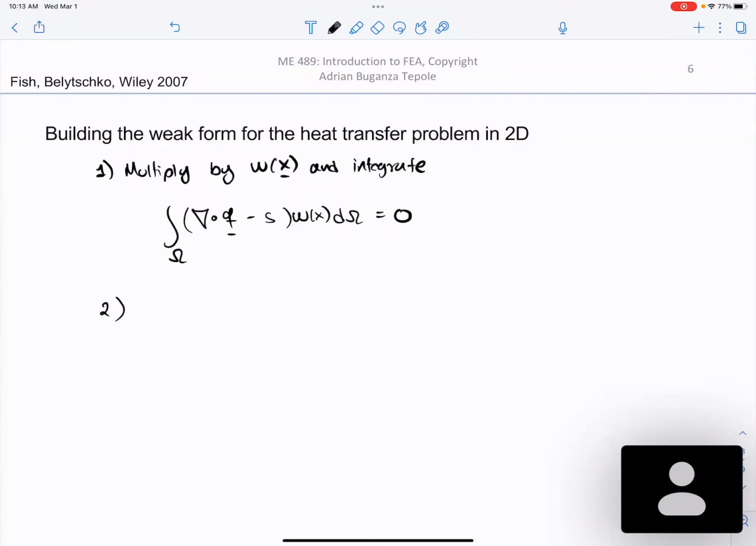What is the second step? When you do it in 1D, what do you do? You do integration by parts, right? So we're gonna do integration by parts. Well, I may put it in quotation. Yes, integration by parts. In this case, basically Green's formula.